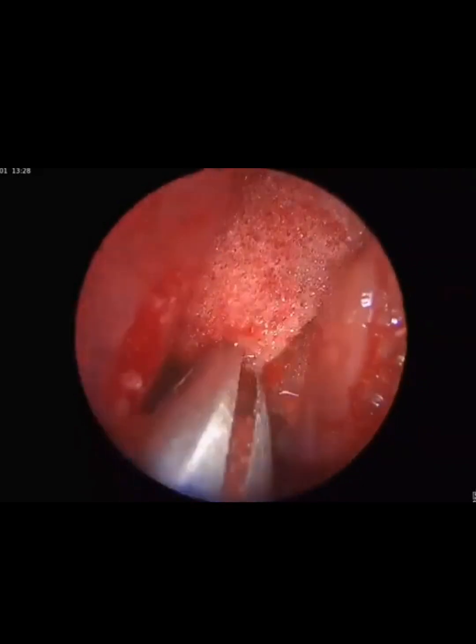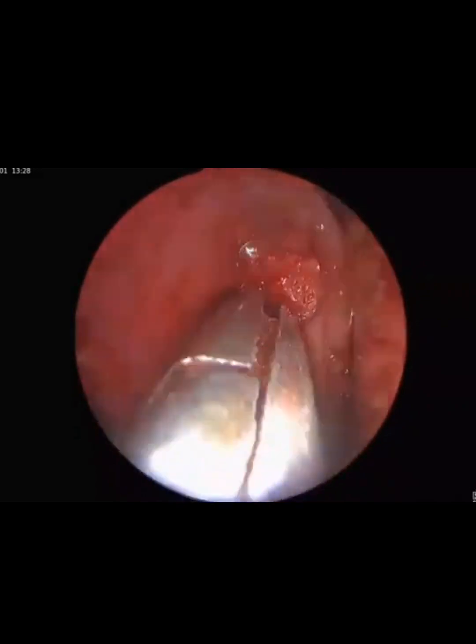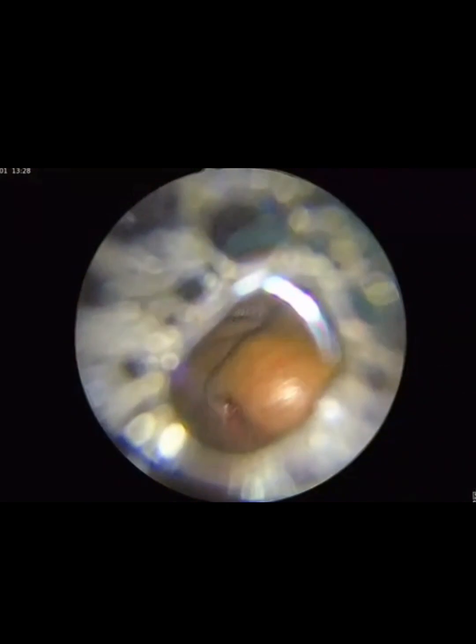Point. Regular ball point, not frontal. Okay. Now, can you check the site of the anterior ethmoid artery?